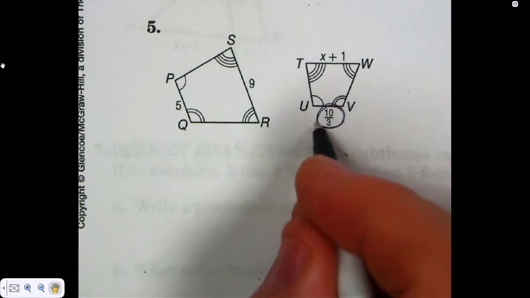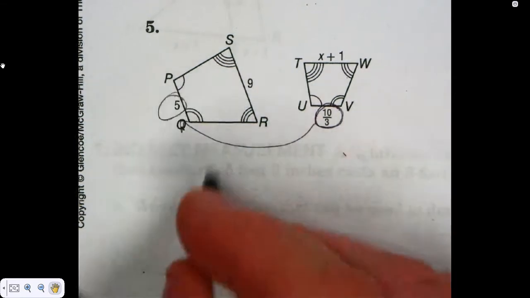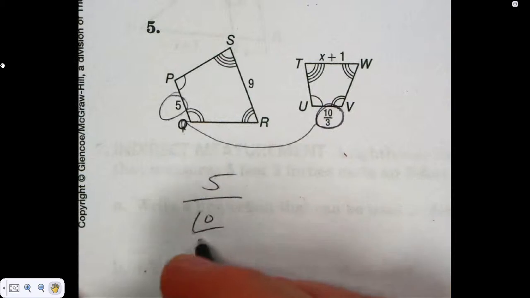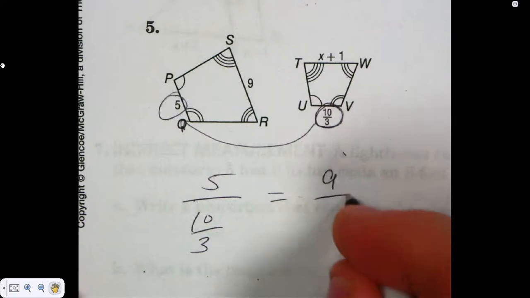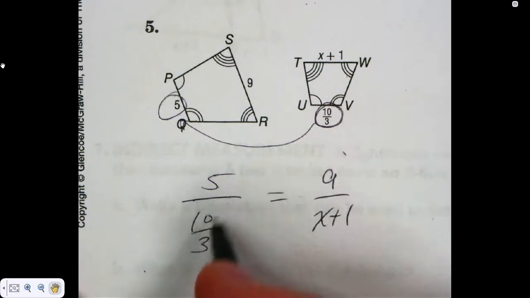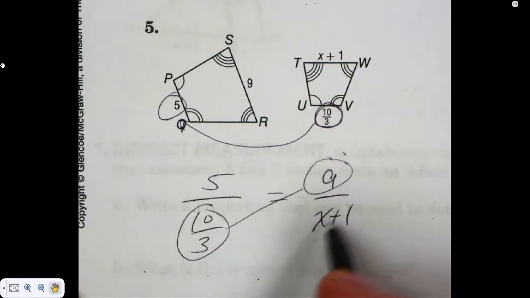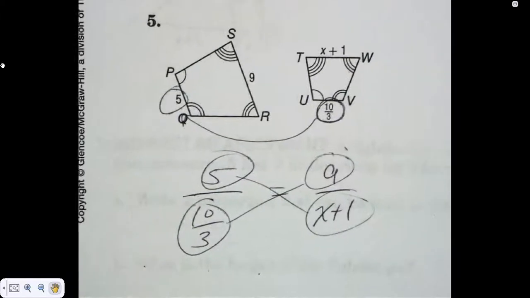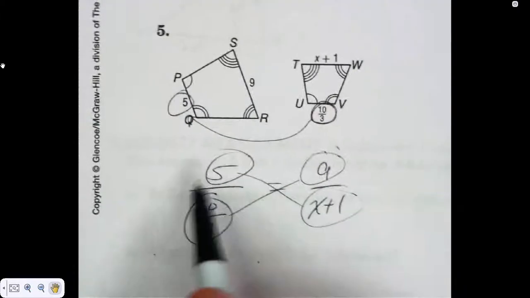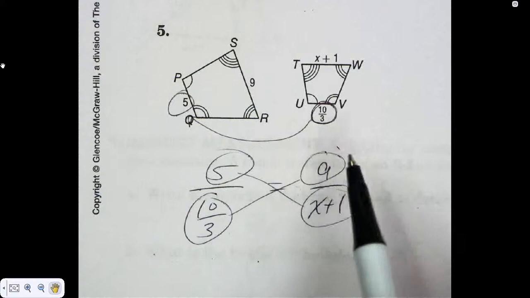Hey, that one corresponds with that one, right? So we can go 5 over 10 over 3. Just put it in and see what happens. Equals, if I put the 5 on top, what has to be on top here? 9 over x plus 1. Now, it's just that times that and that times that, isn't it? Doesn't really change just because it's ugly. Don't discriminate against poor 10 over 3. It's not its fault it's ugly.